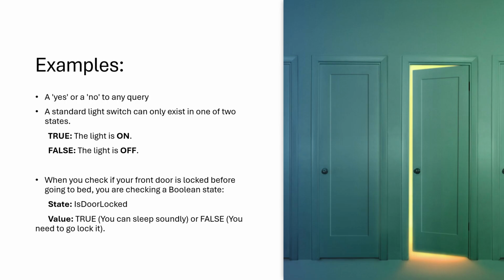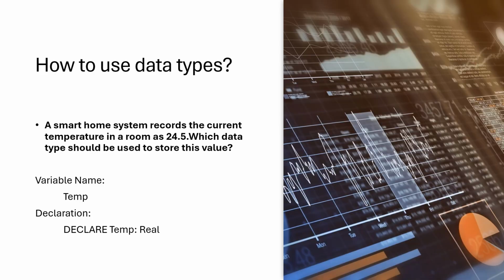The name, the identifier given to that state is door locked, and the value that is assigned to it is a true if it is locked and a false if it is not locked. How to use these data types? Let's take an example from the program code that will help you accommodate or to use this information in programs.